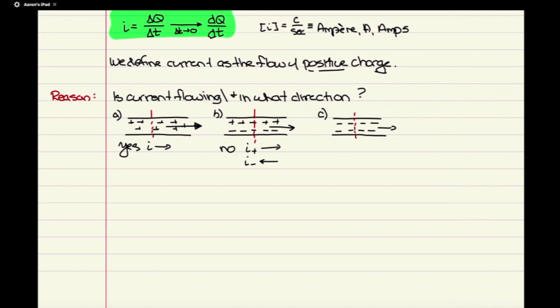If you had just negative charges flowing to the right, I'd say yes, there is a current, but it points to the left. Again, the current being the direction of positive charge or the opposite of where negative charge is flowing.